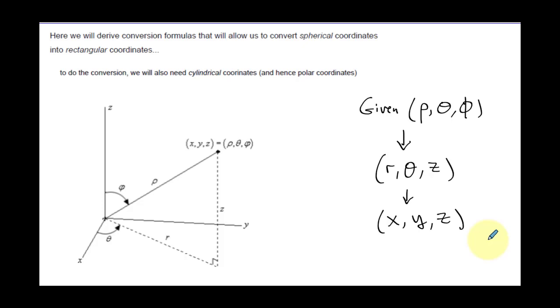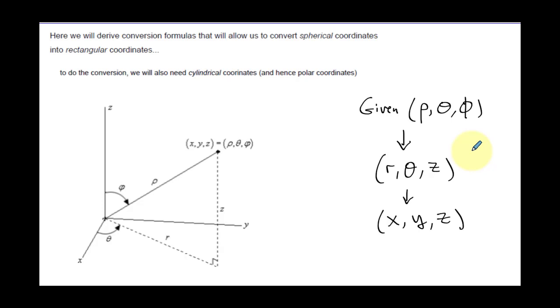We could use those spherical coordinates to do all sorts of things later in Calc 3, but right here what we'll do is use them to figure out the distance between two points on the surface of the Earth. So you'll see that my derivation goes through this process. Imagine we were given rho and theta and phi. We'll then convert that into r, theta, and z, which represent the cylindrical coordinates.